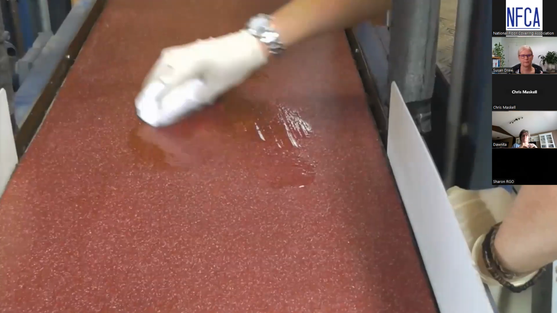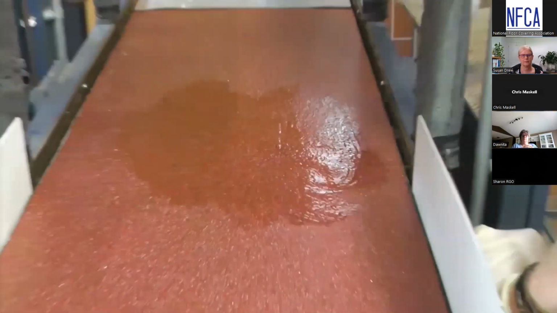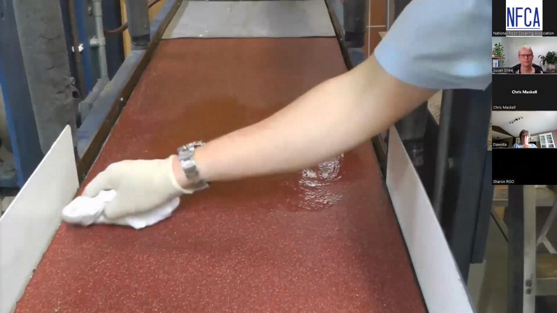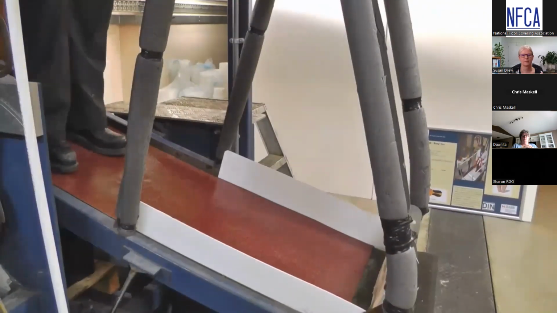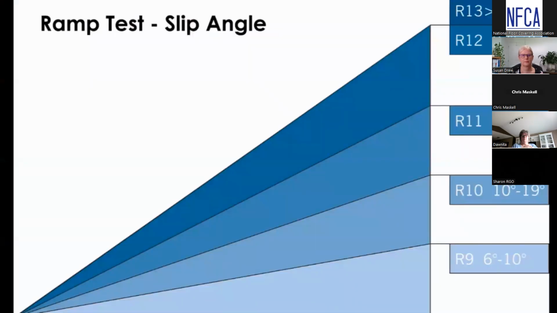The test subject wears safety boots and walks on flooring that has been contaminated with oil. The ramp is inclined until the point at which the subject slips and the angle is recorded. The greater the angle, the greater the slip resistance of the floor being tested. R9 is the lowest rating on the R scale, with a slip angle of between 6 to 10 degrees. R1 to R8 do not exist. Therefore, R9 is the absolute minimum you should expect to see in this test.